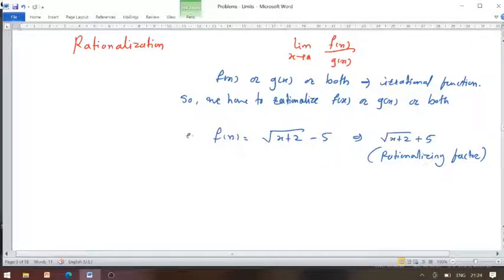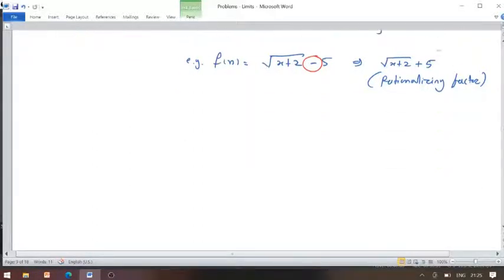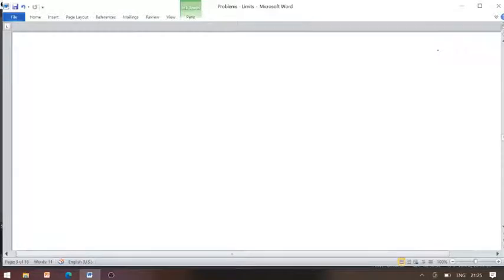For example, suppose f of x becomes root of x plus 2 minus root of 5. We have to change only the middle sign of the given terms. So what does it imply exactly, the irrational function? That means a root of a function, a cube root of a function, and the like. Keep in mind. So now we will consider an example depending upon the method of rationalization.